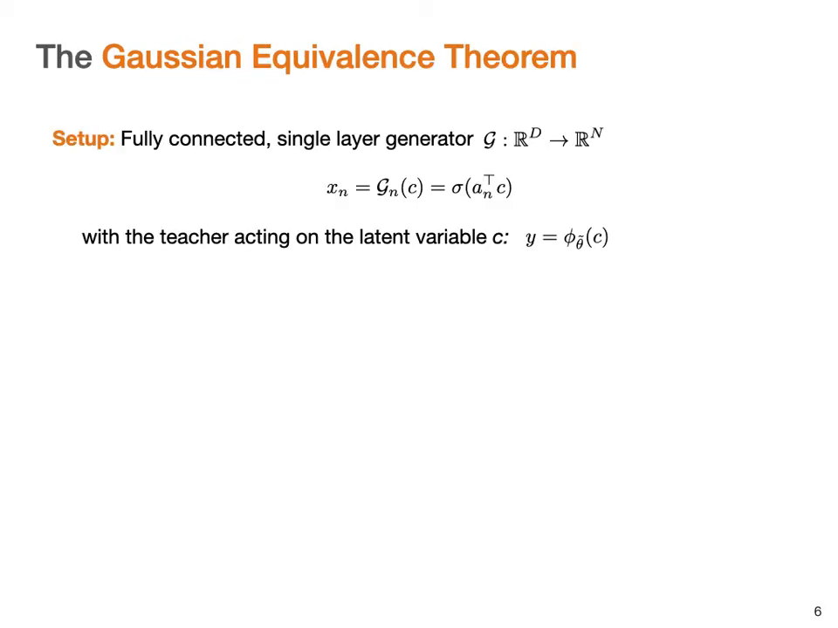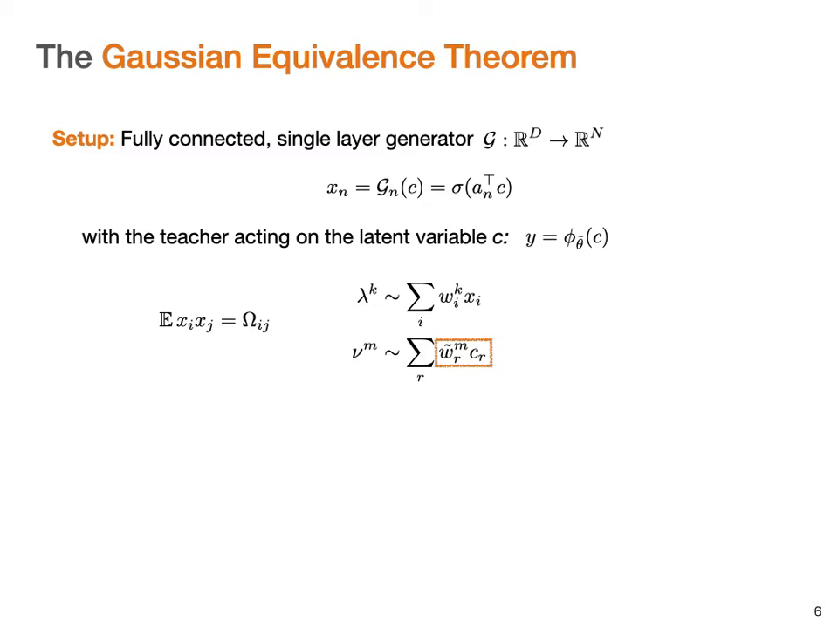So the setup here is that we're looking at a fully connected single layer generator, which we're going to call G, and it's got a weight matrix A, a nonlinearity sigma, and the teacher is again acting on the latent variable C. Now, if you wanted to repeat the analysis that I just showed you from the vanilla teacher-student setup, there are two complications that arise now. The first is that the inputs now have a non-trivial correlation matrix omega, and the second is that the teacher and the student don't act in the same vector spaces anymore. Okay, so the teacher now acts directly on the latent variable while the student acts on the feature.